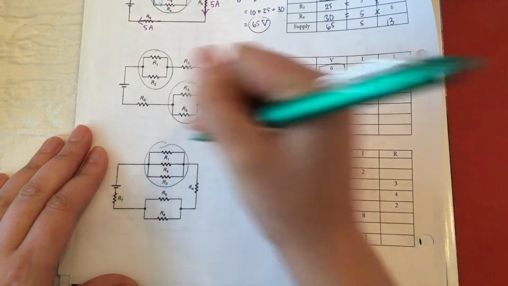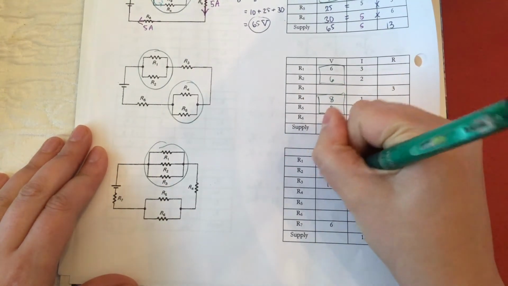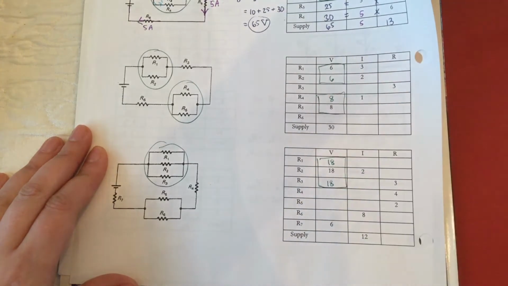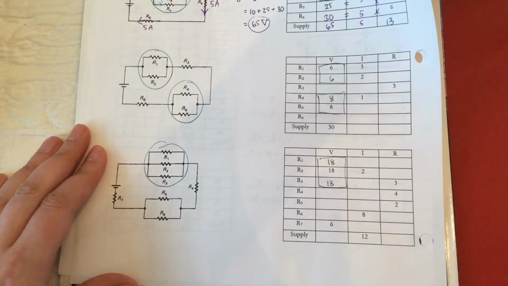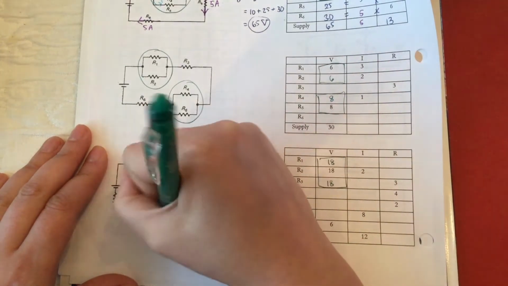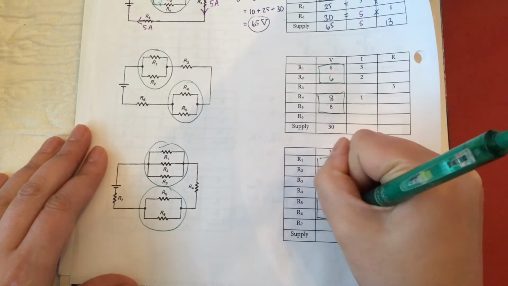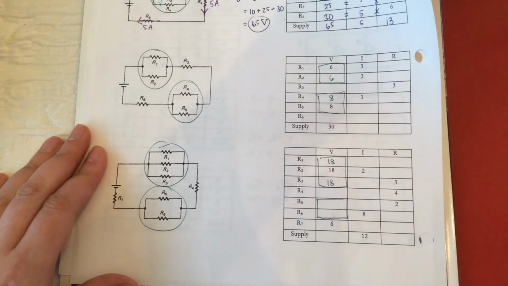Similarly, R1, 2, and 3 have voltages of 18. They're in parallel with each other. And, okay, maybe I don't know what this voltage is yet, but I do know that V5 and V6 are equal to each other, so I'm going to put a box there indicating equality. That was all the voltage rules. Let's do all the current rules.